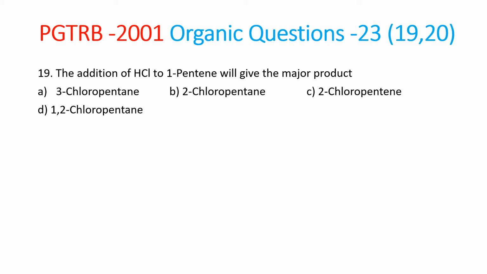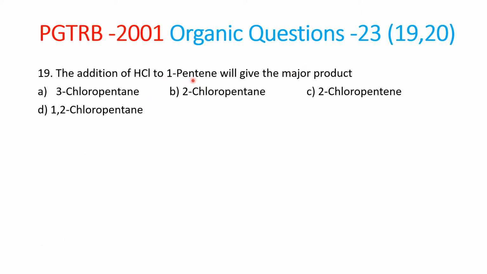Today we are going to see PGTRB 2001 organic questions, 23 are there. In that, the 90th question is: addition of HCl to 1-pentene will give the major product. They are asking the major product, not only products. Concentrate on the major product.